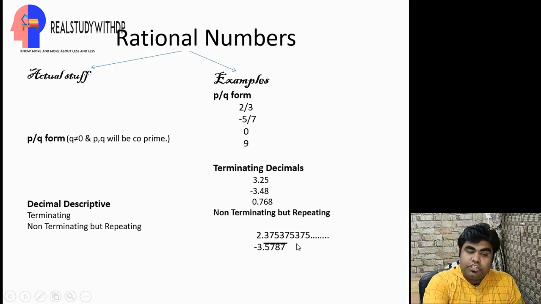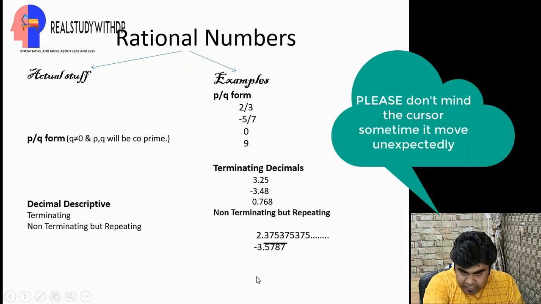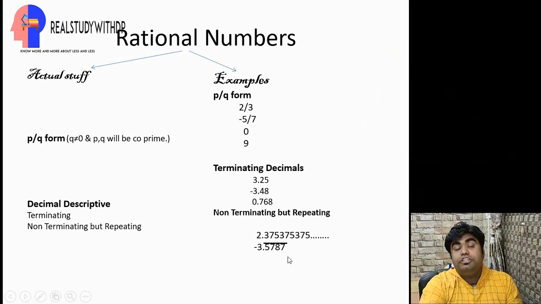All right. And non-terminating but repeating. That means, say for instance, 2.375, 375, 375, and it will keep going. So these kinds of numbers are also considered to be rational numbers. Now, what is the bar over here? It is another representation to write non-terminating but repeating decimal numbers, or rational numbers of decimal kind.